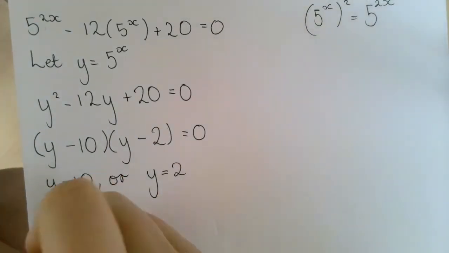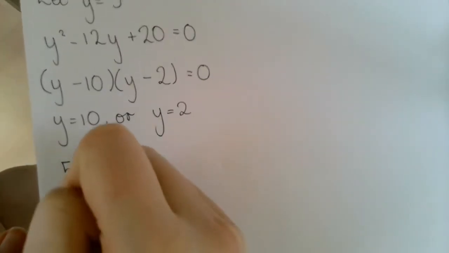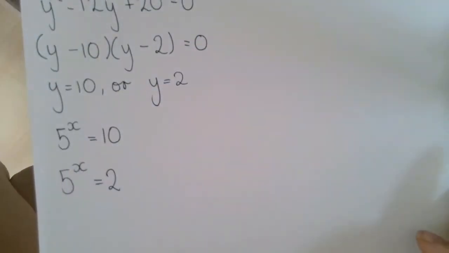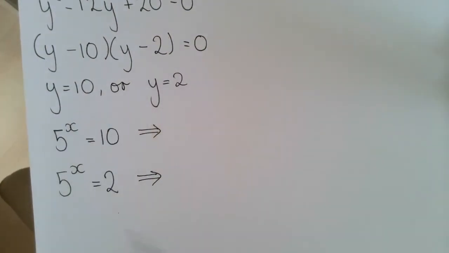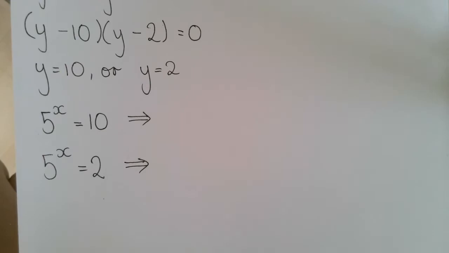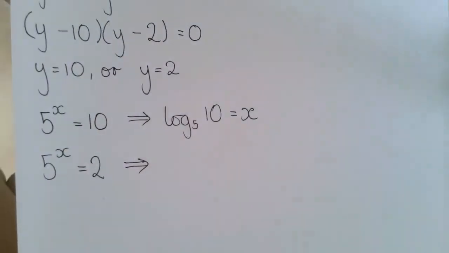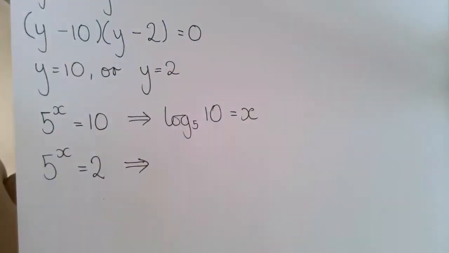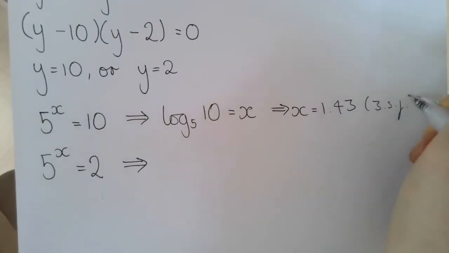In other words, we've either got 5 to the power of x equals 10 or 5 to the power of x equals 2, because y was equal to 5 to the power of x. Then we can use the method from our previous example to solve both of these equations independently. For the first equation, if 5 to the power of x equals 10, we know that log base 5 of 10 equals x. If I put that in my calculator, log base 5 of 10, we've got 1.43. So x equals 1.43 to 3 significant figures.